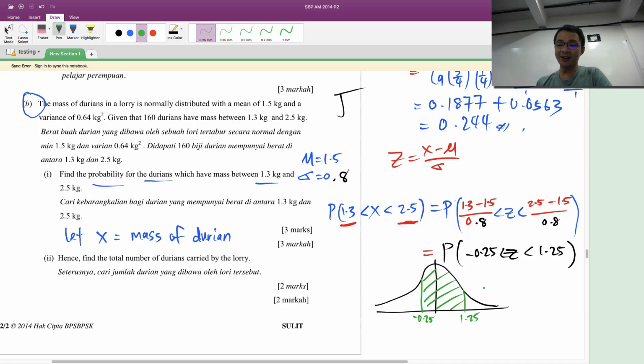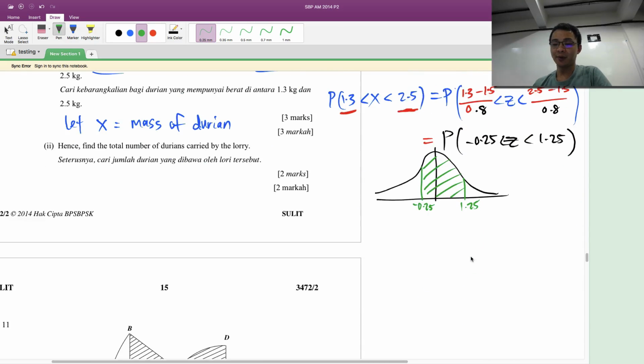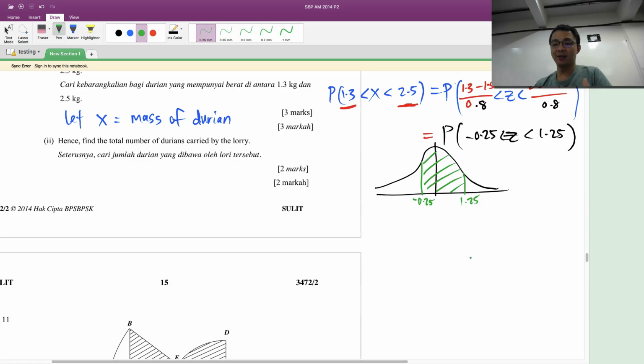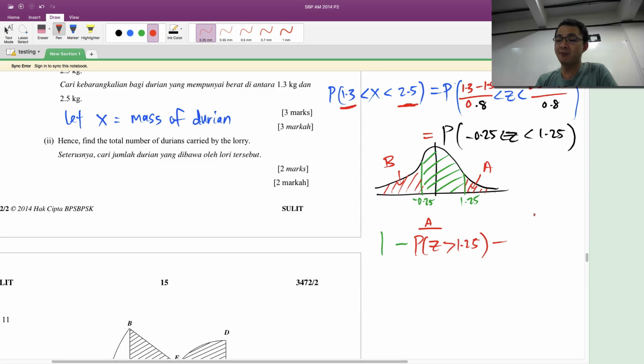Then in order to find this area, I want to use the total. The total will be 1, minus this part and this part. This one I'm going to call part A, and this one part B. Part A is very easy to find. For part A, I just need to find the probability that z is bigger than 1.25. I can get this from my z value table, and then minus part B.